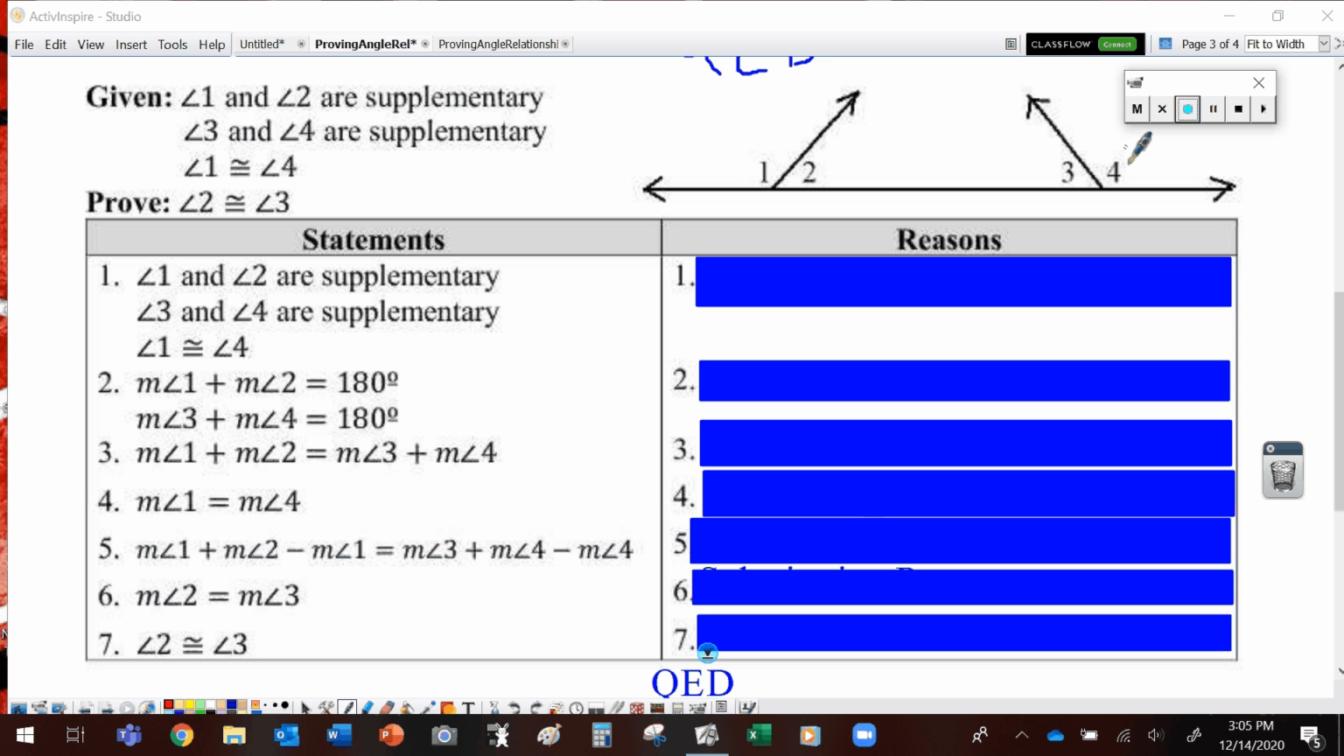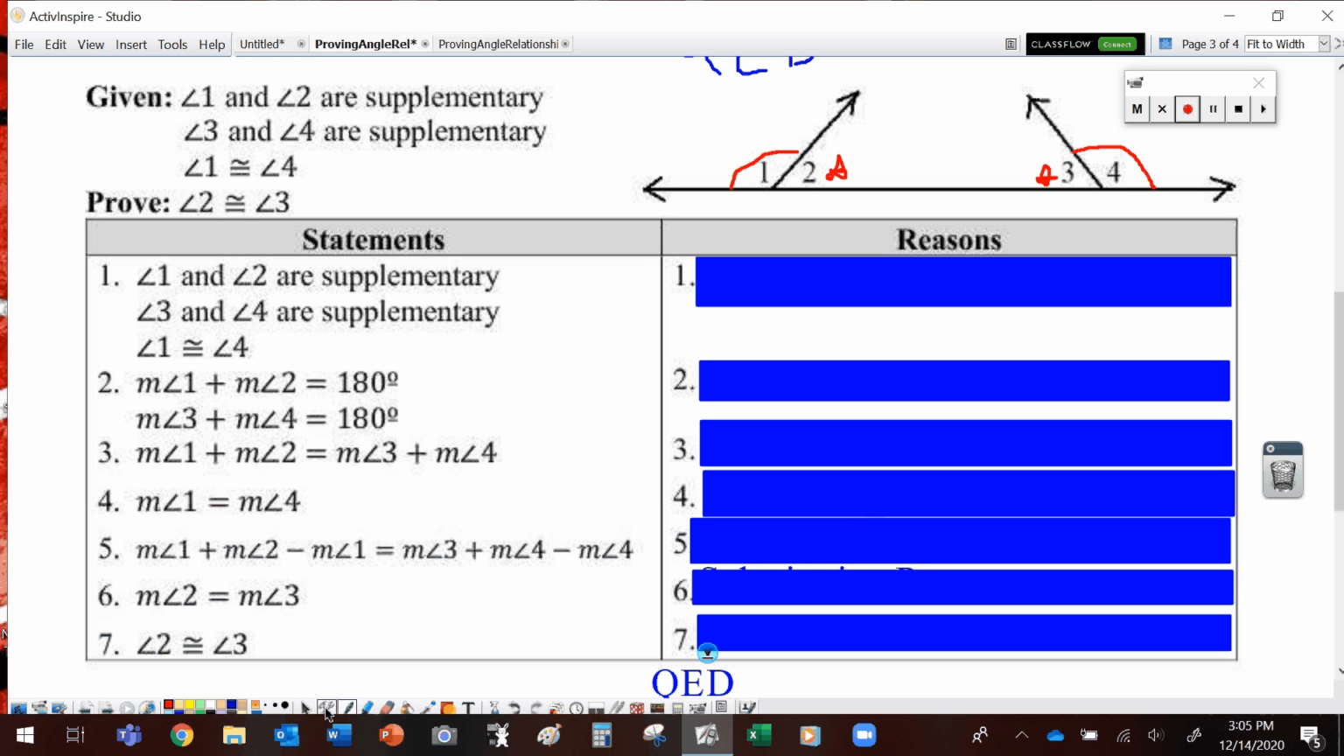Angle 3 and 4 are supplementary. And what I want to prove is that angle 1 is congruent to angle 4, and I want to prove that angle 2 is congruent to angle 3. Okay, this is what I'm setting out to prove.